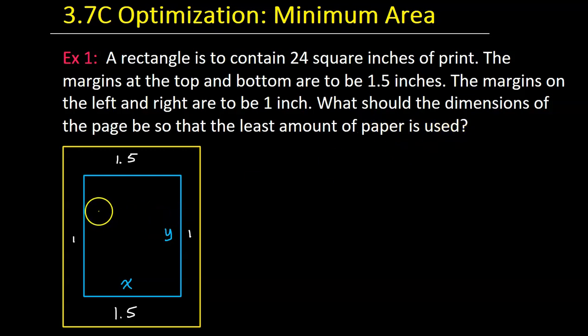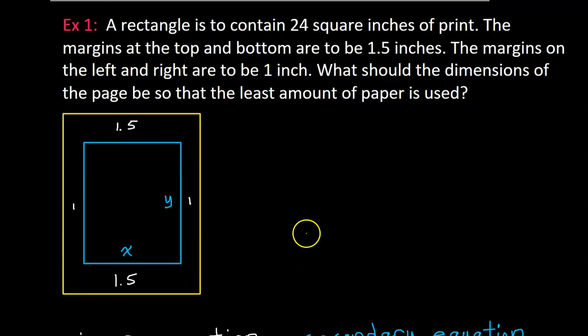So understand the diagram. The blue rectangle represents the print, and the yellow rectangle represents the entire paper. So that's why I have the little 1.5 here and here representing the upper and lower margins, and the 1 here and here represent the 1 inch margin on the left and right.